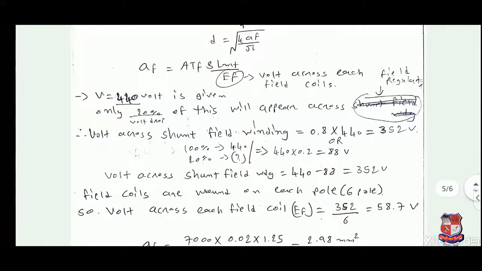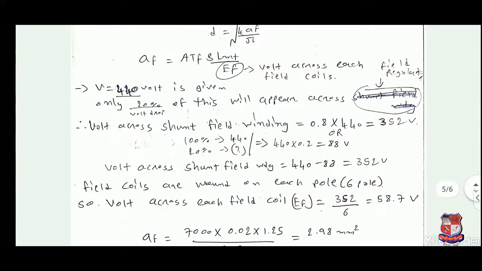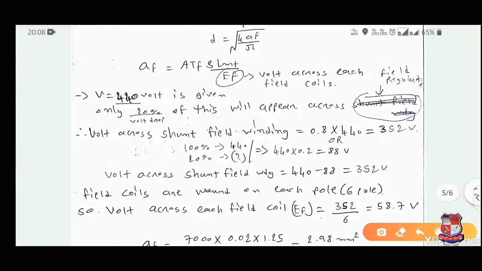Now this 352 volt is the voltage across the total shunt field coil, but what is EF? EF is the voltage across each field coil. Okay, so there is a difference: this 352 volt is not EF. We cannot take it as EF. So how do we find EF now? Suppose field coils are normally wound on each pole. We have a total of 6 poles. So consider that we have 6 poles.